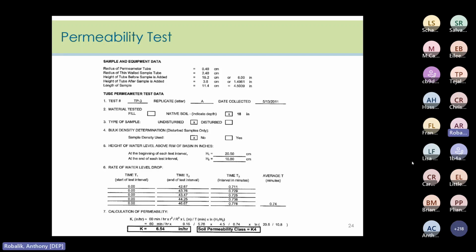So the other question we need to answer with the soil testing is, does it have the right permeability? So this is an example of the results from a 2-permeameter test. The results are typically laid out like this. Important to note on here is you can see this is from test pit number 3. And we can also see that it was an undisturbed sample that was used. And the results are shown at the bottom, which shows that the tested permeability here is 6.54 inches per hour.